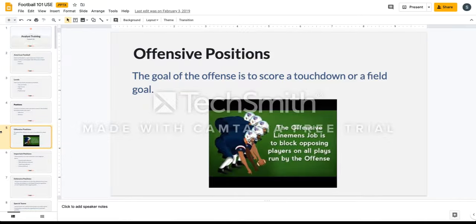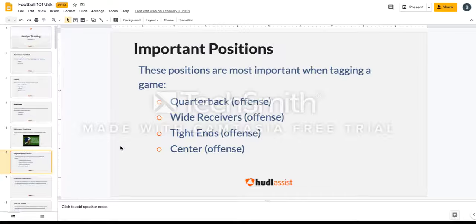Okay, let's move forward. Each team has 11 players, offense and defense. But in the offensive team, there are four positions that are really important. The first will be the quarterback. The quarterback is the most important person in an offensive team. He is the one who actually makes the game move forward. He is the one who decides what play has to be done. Second is the wide receivers. Then comes the tight end, and then the center.